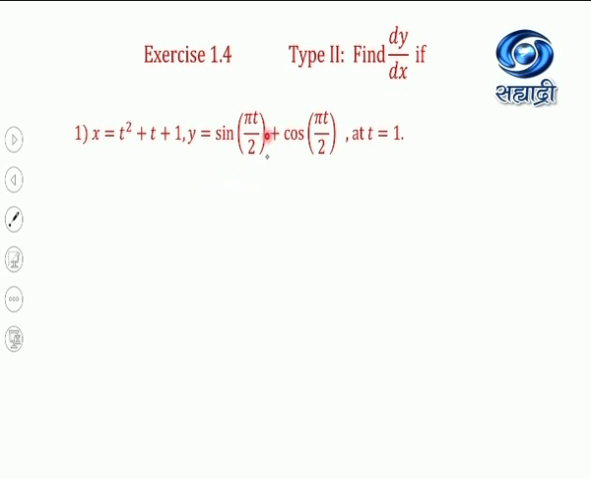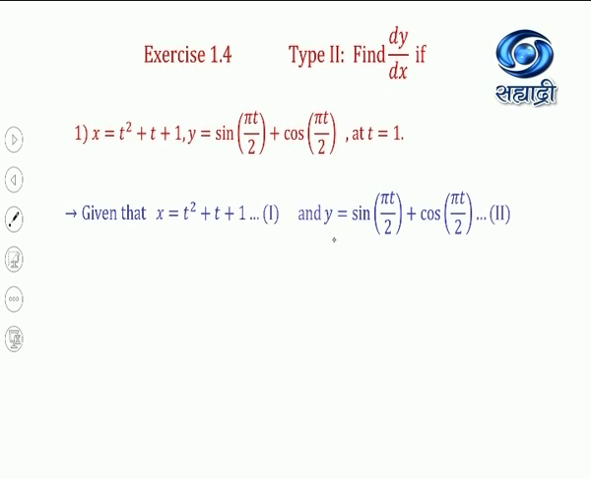y equal to sine of pi t upon 2 plus cos pi t upon 2 at t equal to 1. We have to find dy by dx for these functions at t equal to 1. Now given that x equal to t square plus t plus 1, we denote it by 1. Now y equal to this is given, we denote it by equation 2.